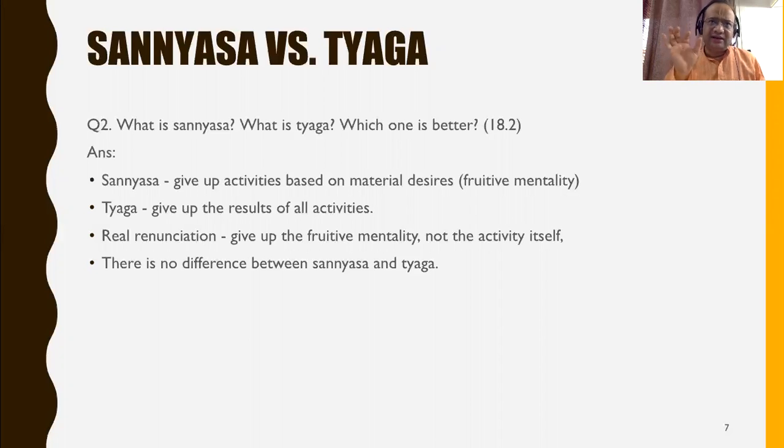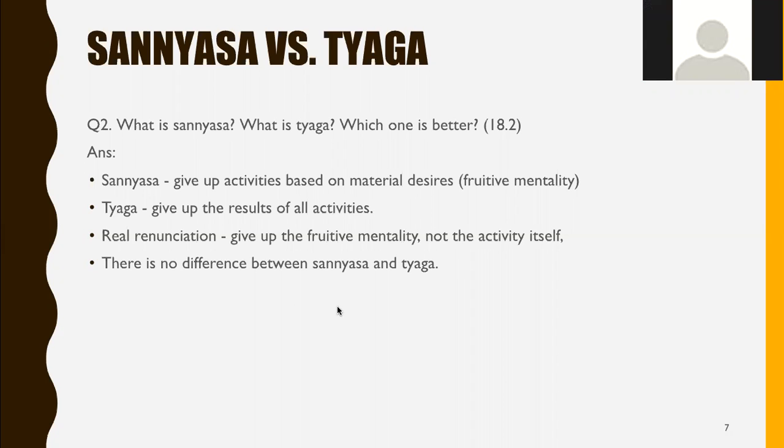So sannyas here, the way Srila Prabhupada has translated it, sannyas means the renounced order of life. Like we have brahmacharya, grahastha, vanaprastha and sannyas. So these are the four ashramas. So sannyas, Prabhupada has translated in his purport as renounced order of life.